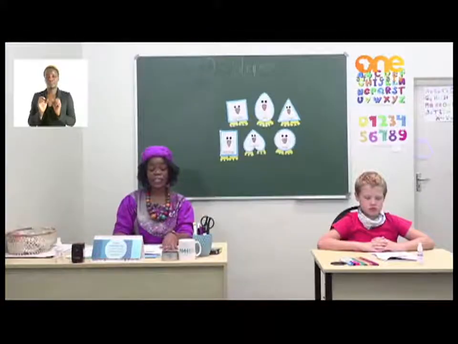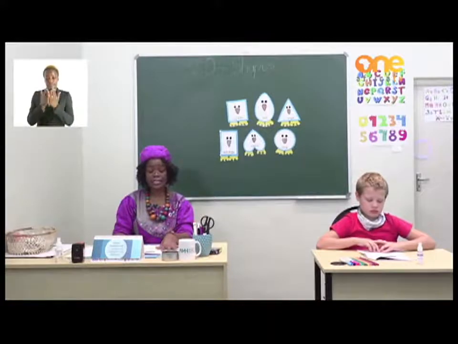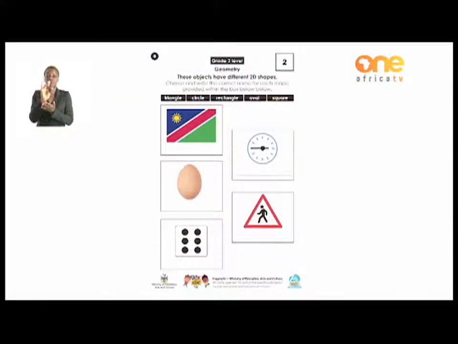Okay, let us quickly turn to page 8, grade 2 level geometry. Now, before we start, I will have to explain to you what 2D shapes are. 2D shapes are the shapes that have a plane surface. It means simply it cannot stand. When you try to put it, it will fall on either side.